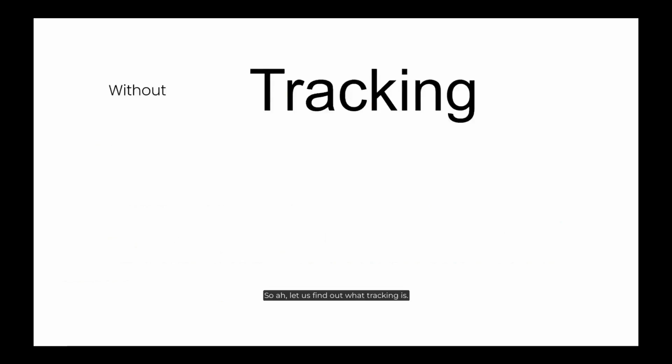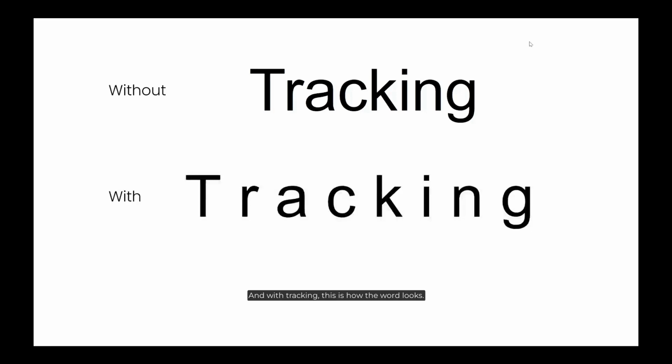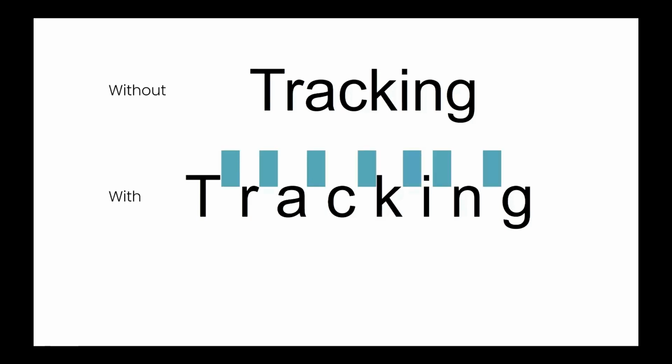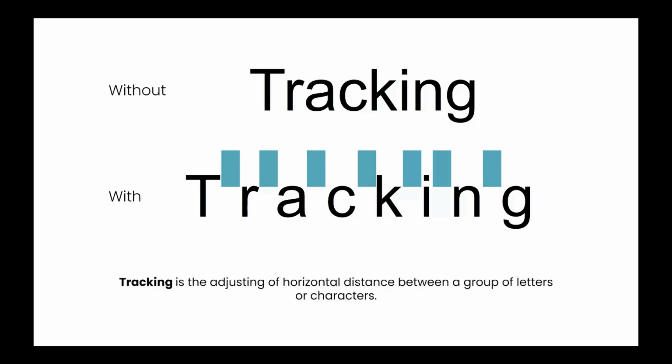So let us find out what tracking is. Without tracking, this is how a word looks. And with tracking, this is how the word looks. Tracking is the distance or the space between the letters of the word. You can see this is the spacing between the letters in a word. So tracking is adjusting the horizontal distance between a group of letters or characters.